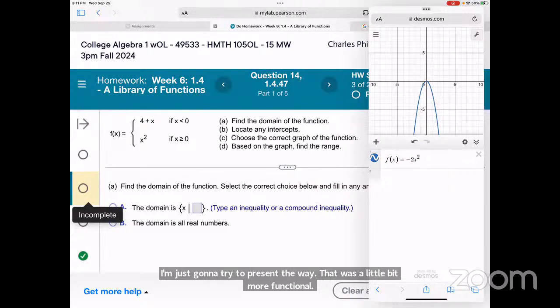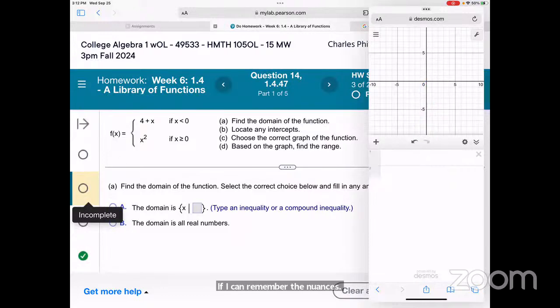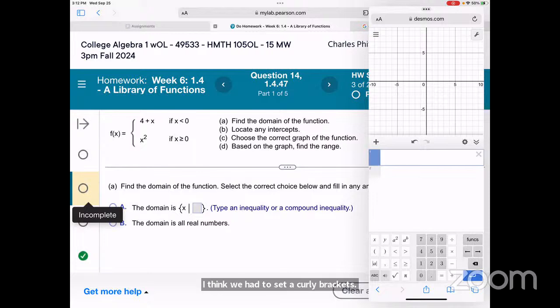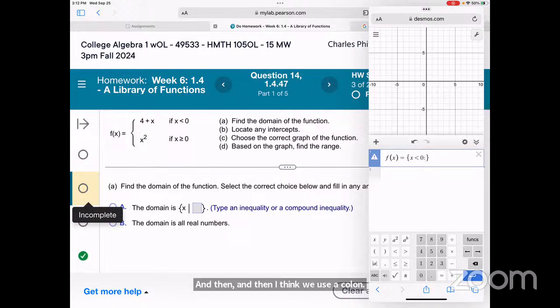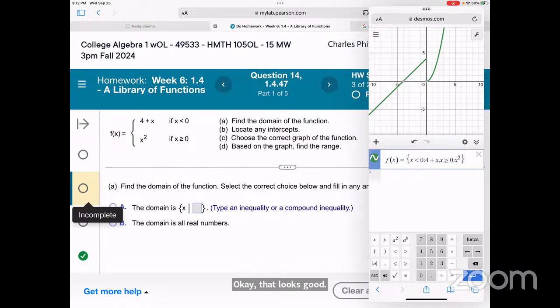Now I think we had a set of curly brackets. We did our domain first, so we have x is strictly less than 0, and then I think we use a colon, and that applies to the function 4 plus x. Okay, that's a good omen. That looks good. And then we do a comma. The next domain is when x is greater than or equal to 0, colon, we do x squared. Okay, that looks good. And then for those endpoints, that first one needs to be an open circle.